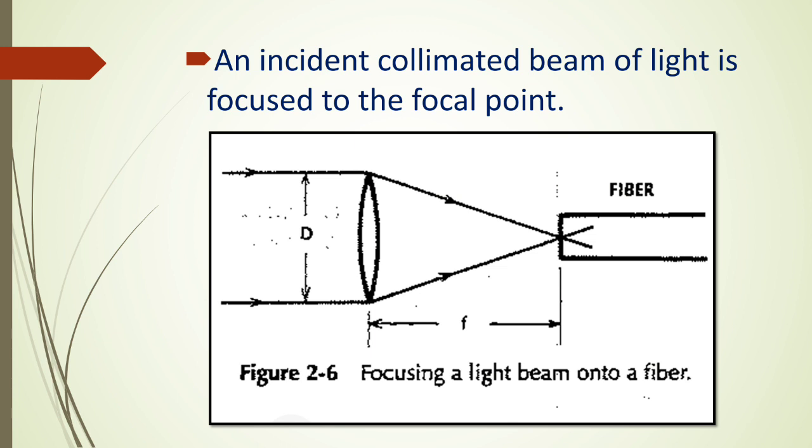Now we talk about the functions of the spherical lens. If we look at the diagram, a collimated beam of light is given. What is a collimated beam of light? All the rays of a collimated beam of light are parallel to one another. So if we want to focus a collimated beam of light to a single point, we can do it with the help of a spherical lens.